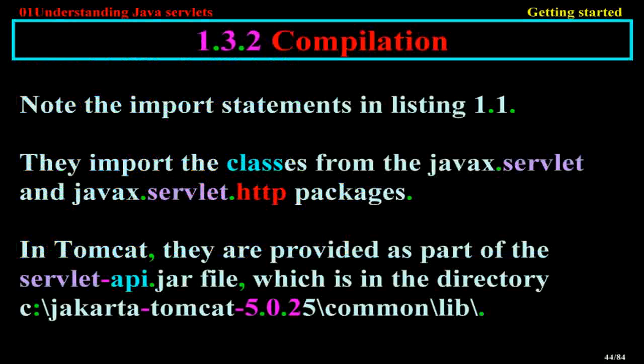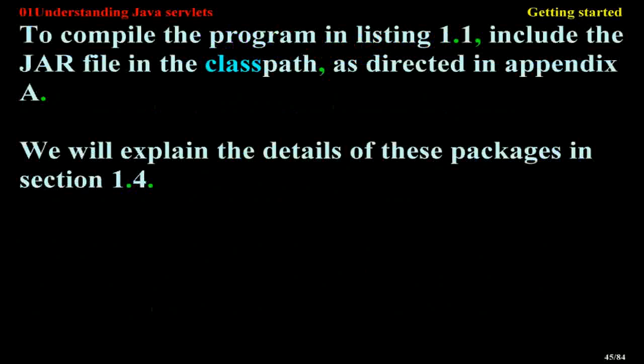1.3.2 Compilation. Note the import statements in Listing 1.1. They import the classes from the javax.servlet and javax.servlet.http packages. In Tomcat, they are provided as part of the Servlet API jar file, which is in the directory C:\Jakarta\Tomcat5.0.25\common\lib. To compile the program in Listing 1.1, include the jar file in the classpath, as directed in Appendix A. We will explain the details of these packages in Section 1.4.